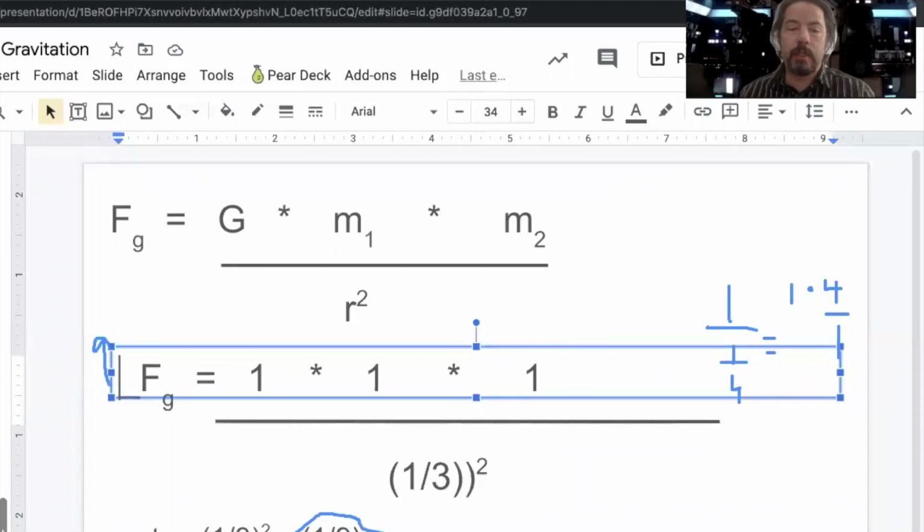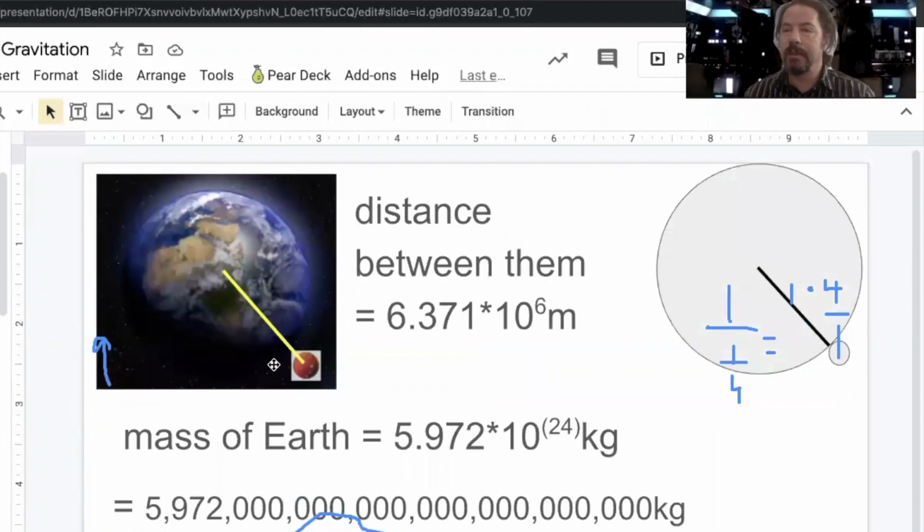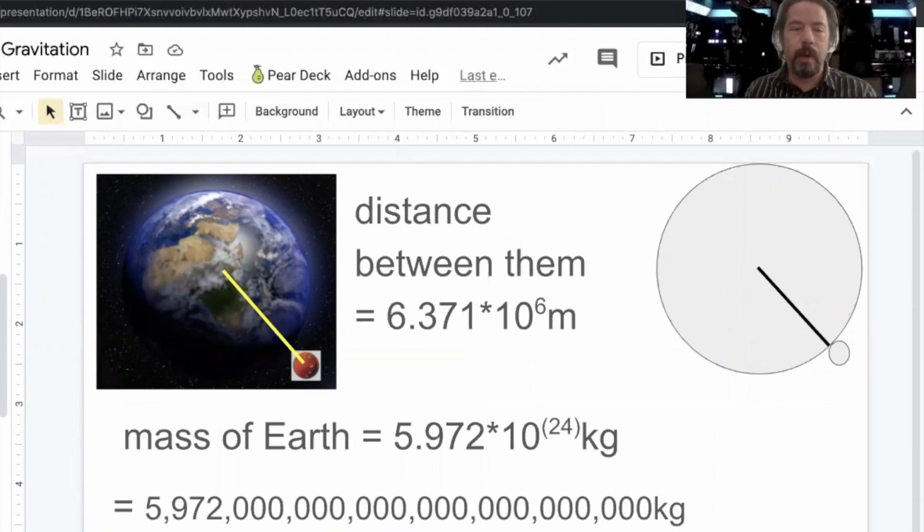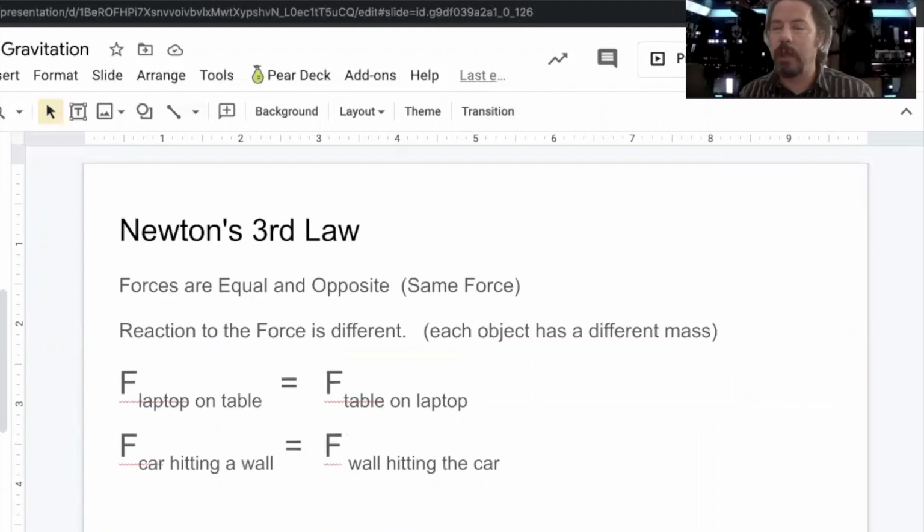The last thing that we need to talk about with this is basically the fact that in this image, the earth and the bowling ball are pulling with the same force. So the earth is holding the bowling ball, but the bowling ball is also holding the earth. Okay? And that doesn't make sense a lot of the time, until you really start to explain Newton's third law.